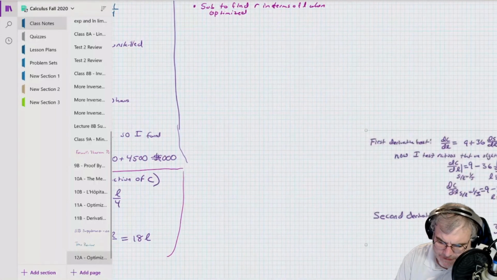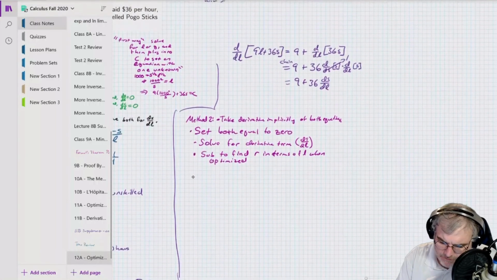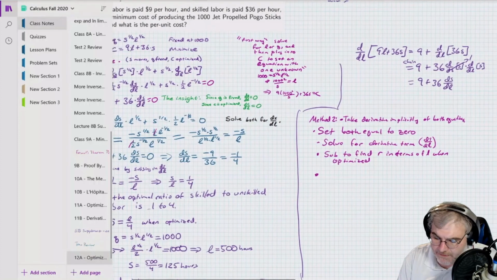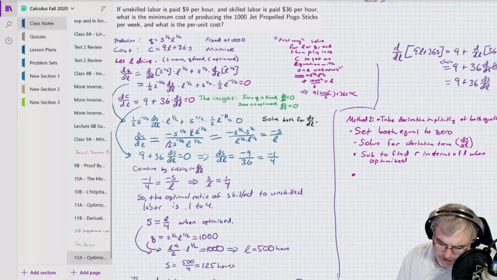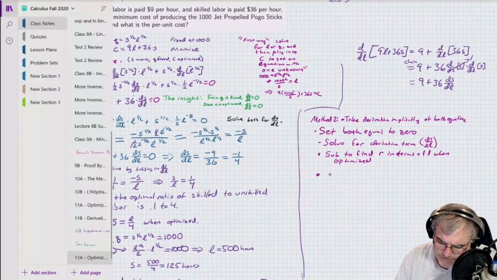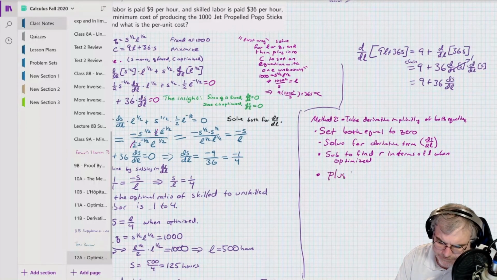Right. So I want to sub for R when optimized, to find that when optimized. And then I want to solve for R, and then I want to plug back into the fixed equation. Make an endpoint.